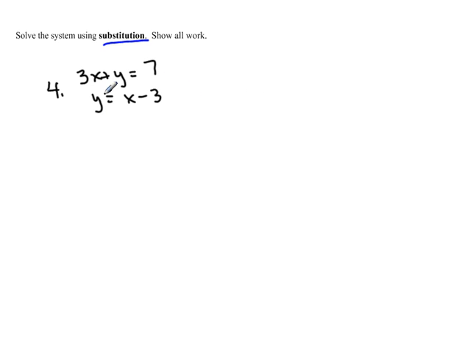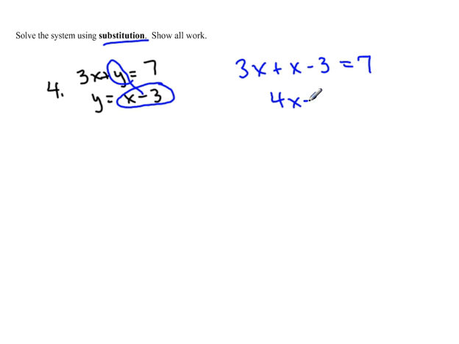The second equation is already solved for y, so I'm going to take this x minus 3 value and substitute it into the first equation where the y is. That would give me 3x plus x minus 3, when I replace the y with x minus 3, equals 7. Now that's just a simple equation with one unknown, so collect your like terms. I get 4x minus 3 equals 7.